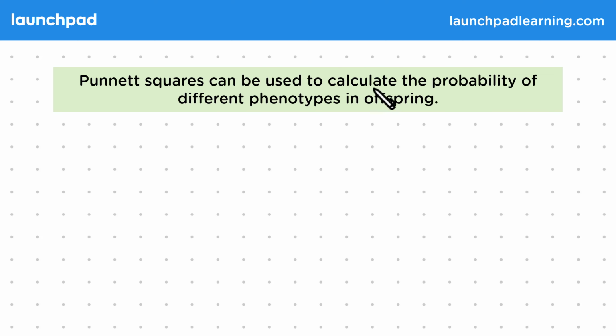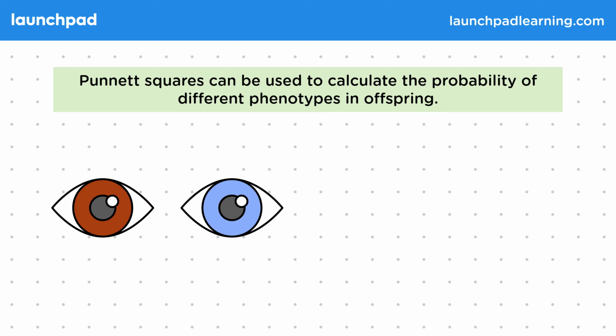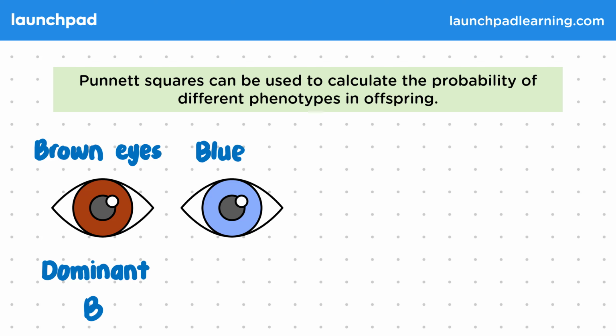Punnett squares can be used to calculate the probability of different phenotypes in offspring. For example, brown eyes are the result of the dominant allele B, and blue eyes are the result of the recessive allele b. Remember that 2 recessive alleles are needed to have blue eyes.